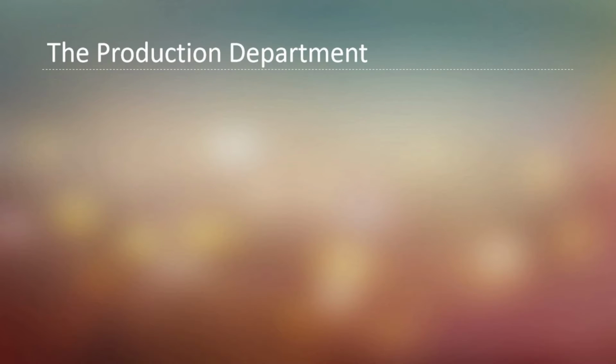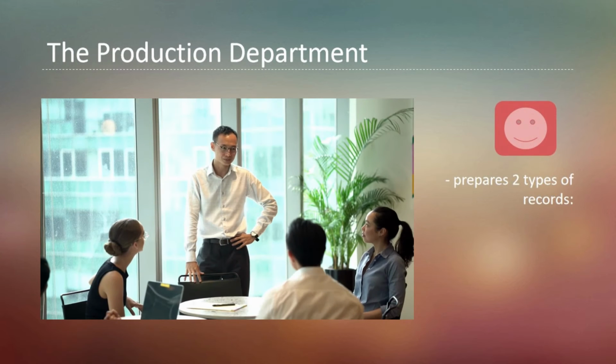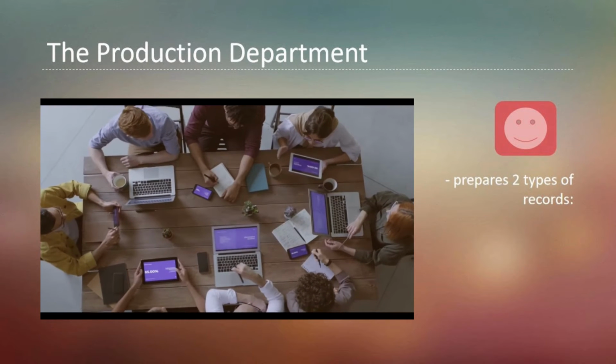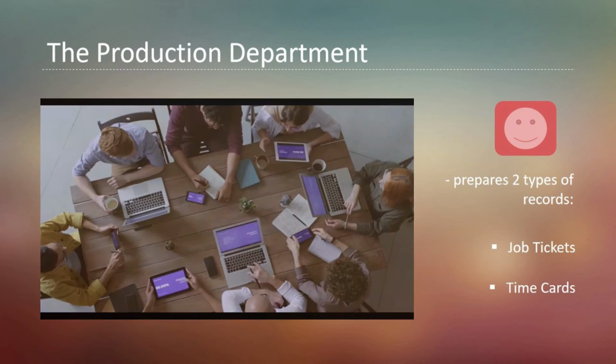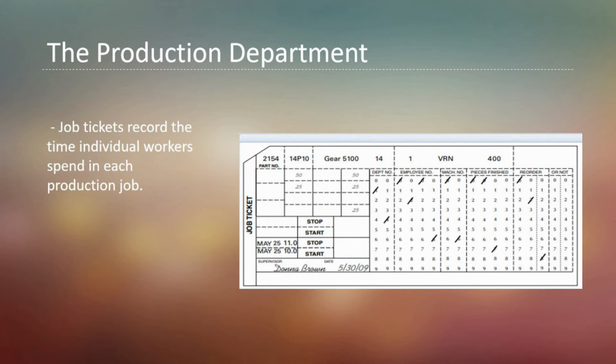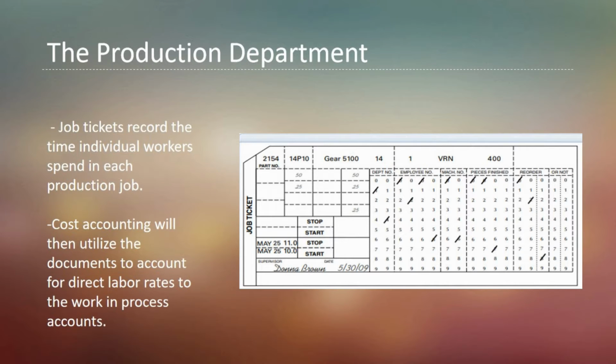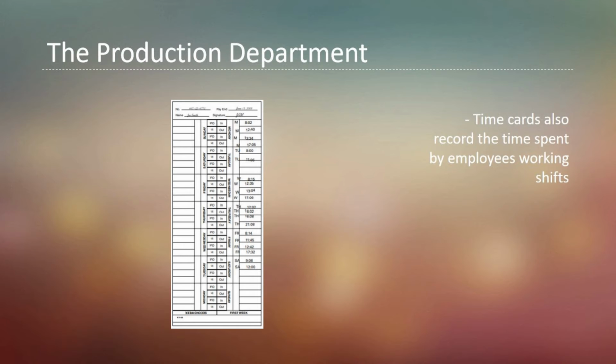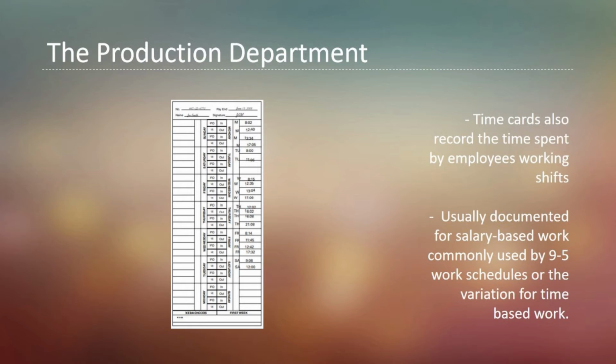The production department then prepares two types of records commonly used for recording the period during which employees have contributed work: the job tickets and the time cards. Job tickets record the time individual workers spend on each production job. Cost accounting will then utilize the documents to account for direct labor rates to the work in process accounts. Time cards also record the time spent by employees working shifts. These are usually documented for salary-based work commonly used by the 9-to-5 work schedules or the variation for time-based work.